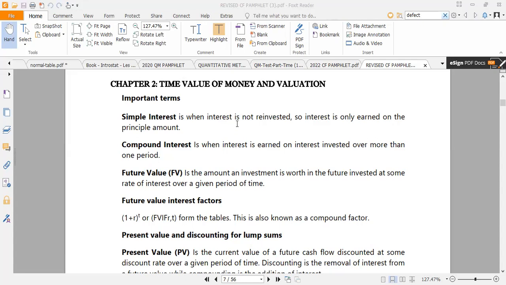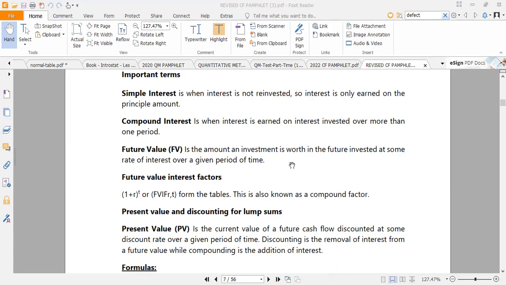So under time value of money evaluation, we'll look at the concept of compound and simple interest and how to calculate the future value and present value factors using the tables and also using formulas.